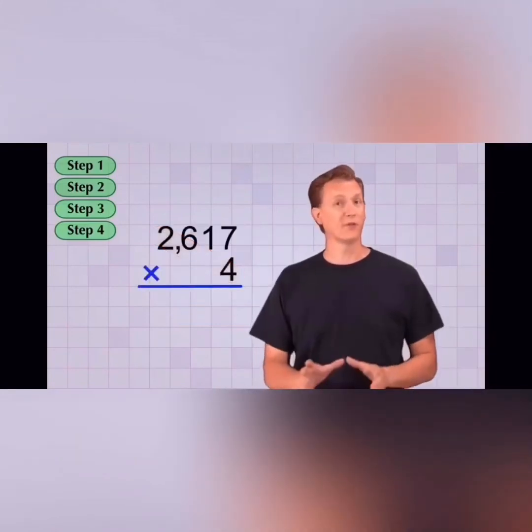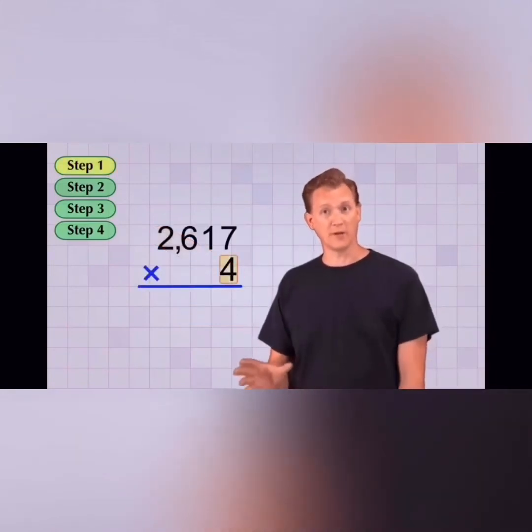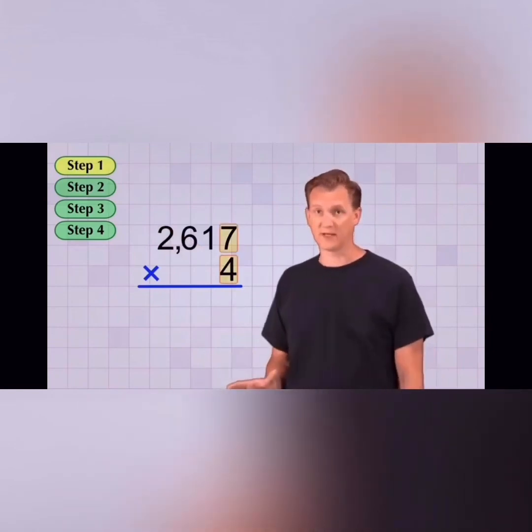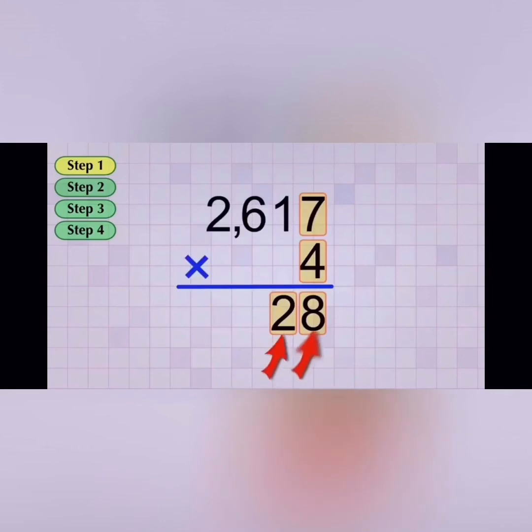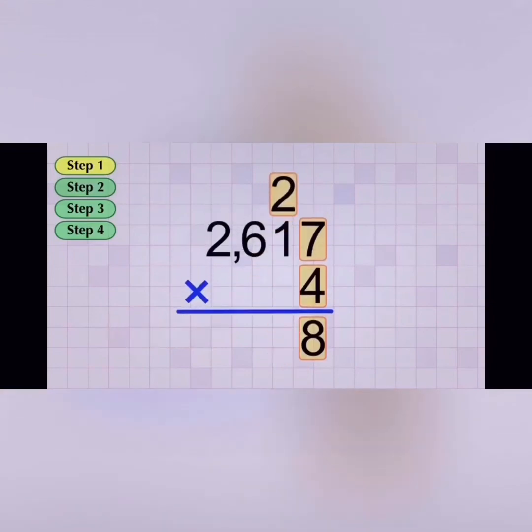Okay, here we go with the first step. We multiply the bottom digit by the top digit in the ones place. 4 times 7 equals 28. Because we have a 2-digit answer, we need to carry the digit that'll be in the way. We're going to add it back in after we complete the next multiplication step. So we carry the 2 to the top of the tens column and we leave the 8 where it is.